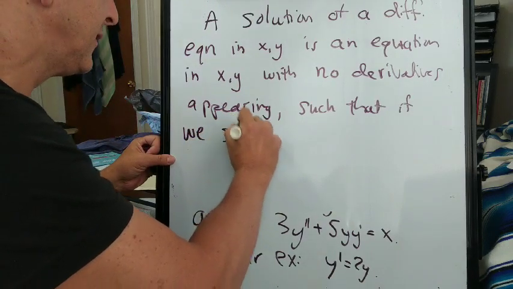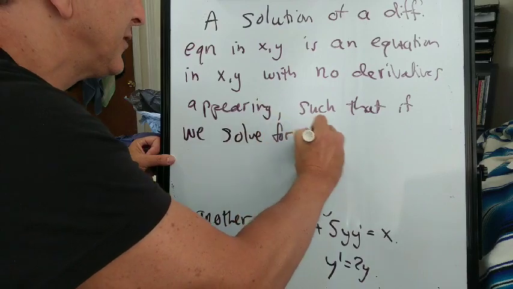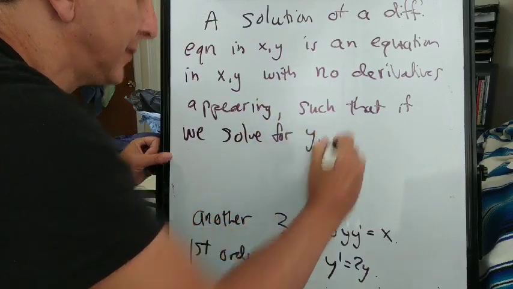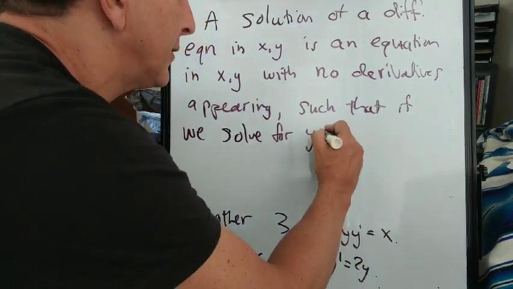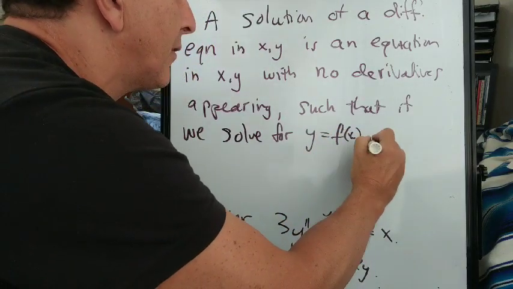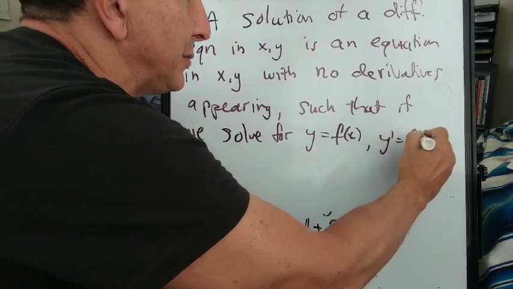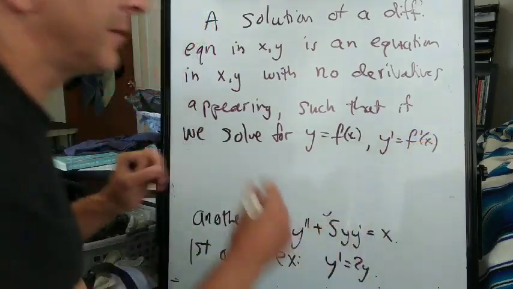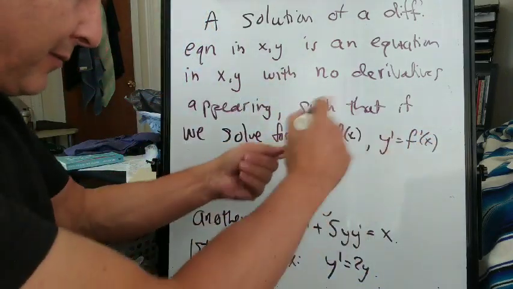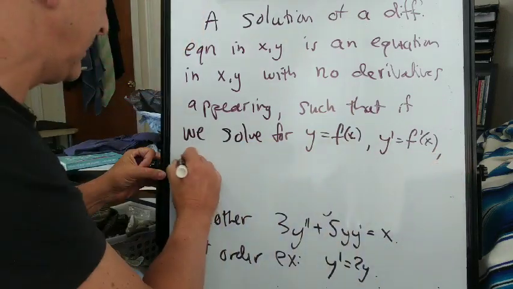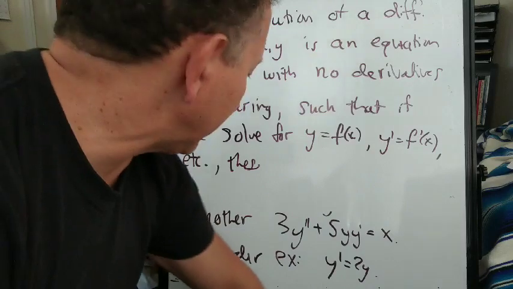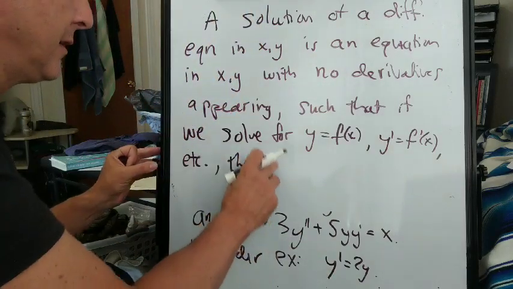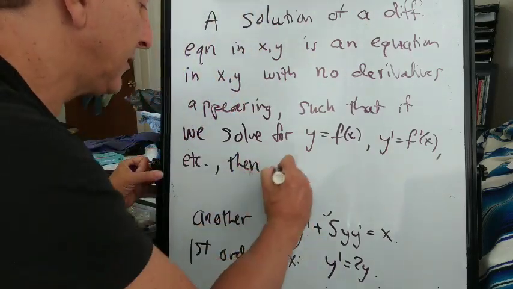So that if we solve for y, let's say y equals some function of x, y prime then is going to be the derivative of that function, then these satisfy the differential equation.